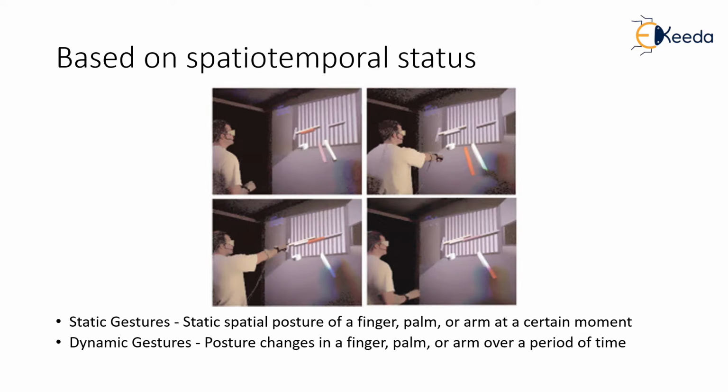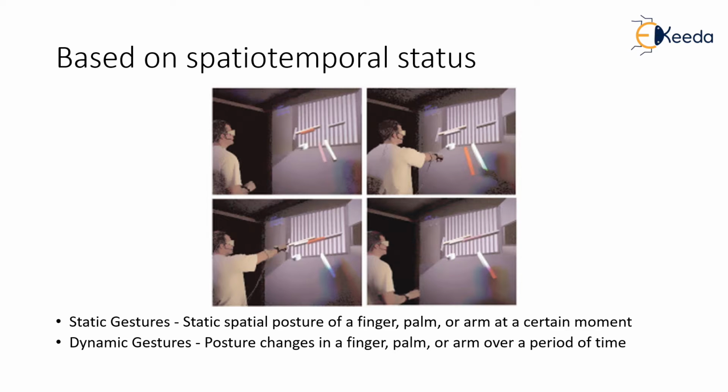According to the spatiotemporal operating state, gestures are generally classified into static gestures and dynamic gestures. A static gesture is a static spatial posture of a finger, palm, or arm at a certain moment. It usually only represents one interactive command and does not contain time series information. A dynamic gesture refers to the posture change in a finger, palm, or arm over a period of time. Accordingly, it also contains time information.